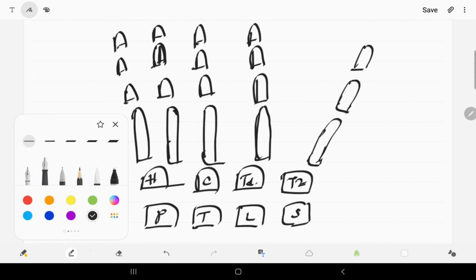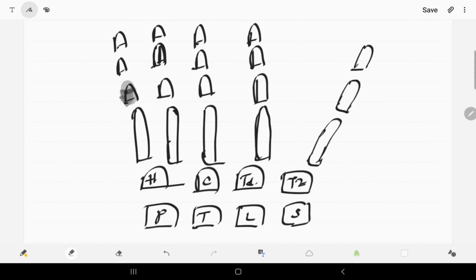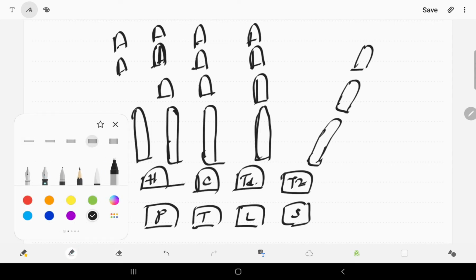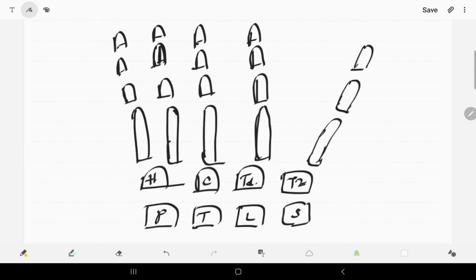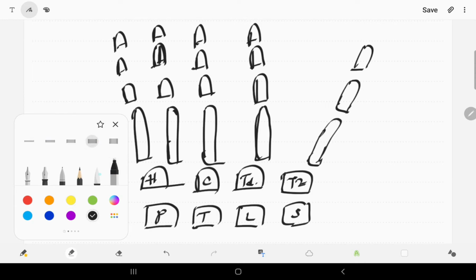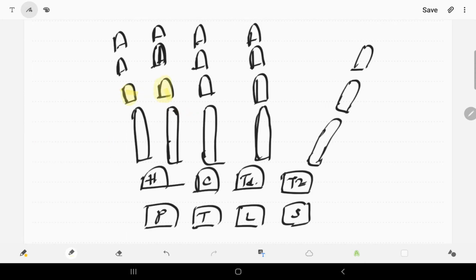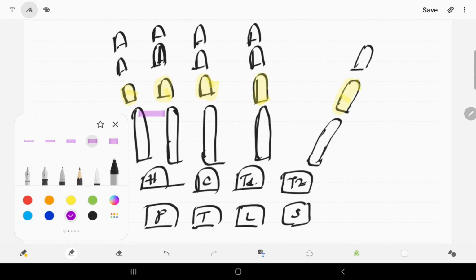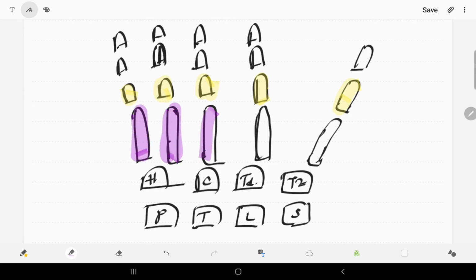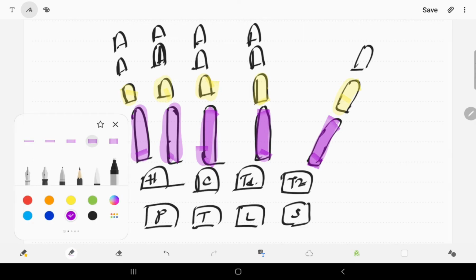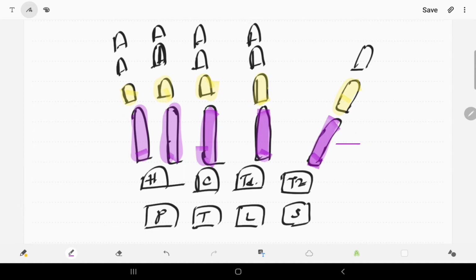So this is your proximal phalanx, this one. All these are your proximal phalanges. And this is your metacarpal bone. They all are metacarpal bones.